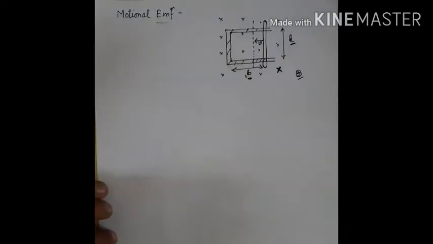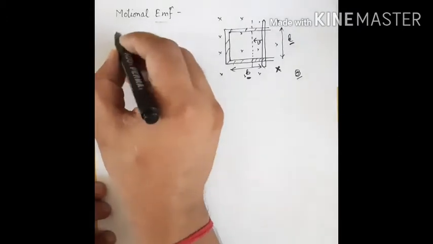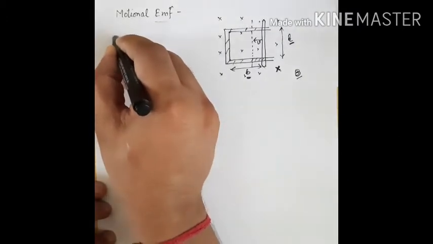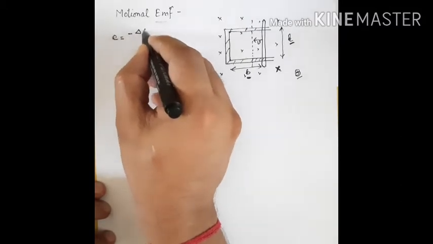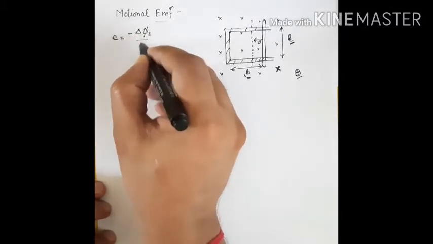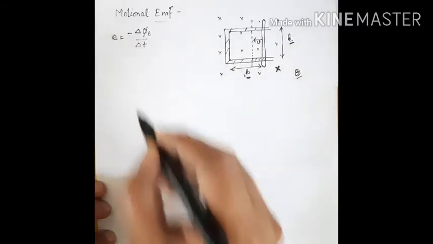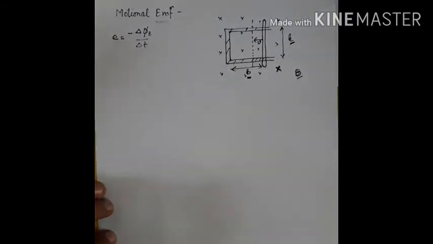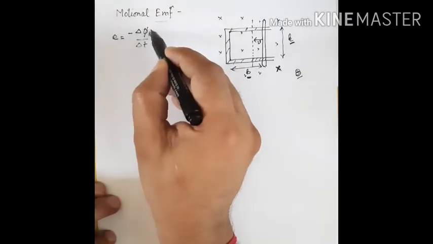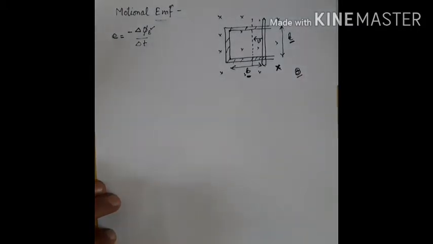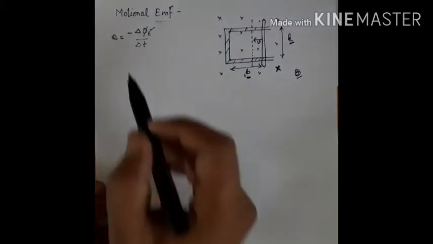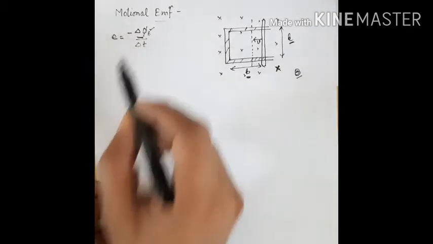Now according to Faraday's law of electromagnetic induction, the induced EMF is equal to the negative of the change in magnetic flux with the change in time. If we are able to calculate the change in magnetic flux, we are able to calculate the induced EMF. So now let us calculate this change in magnetic flux.